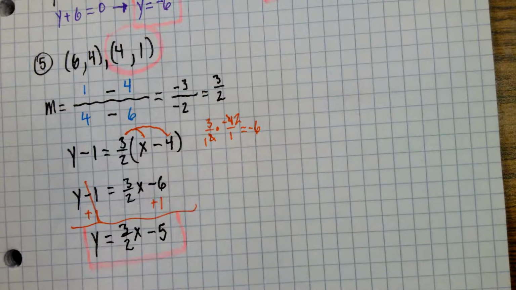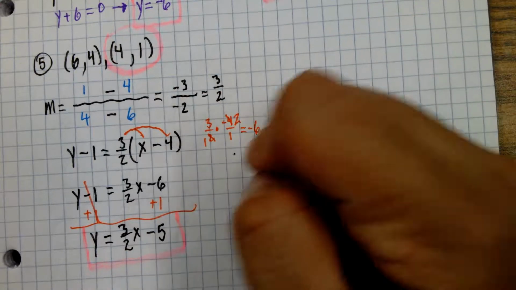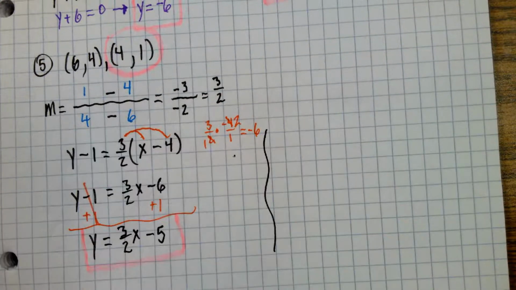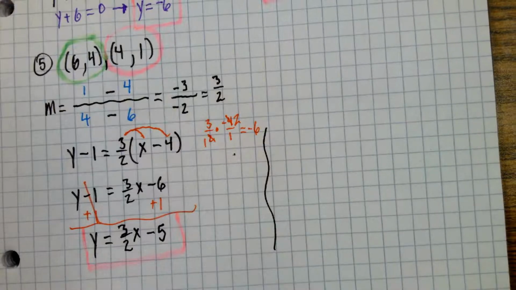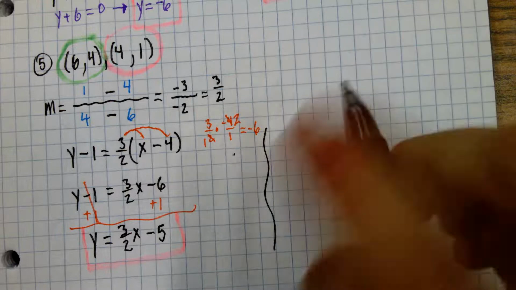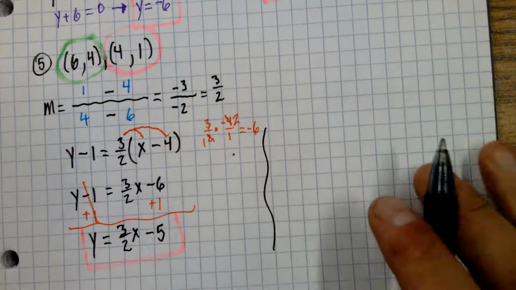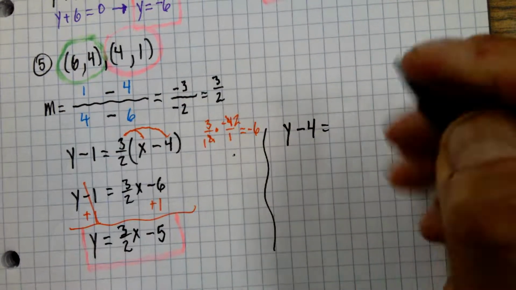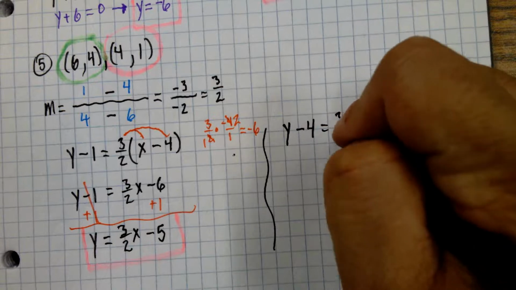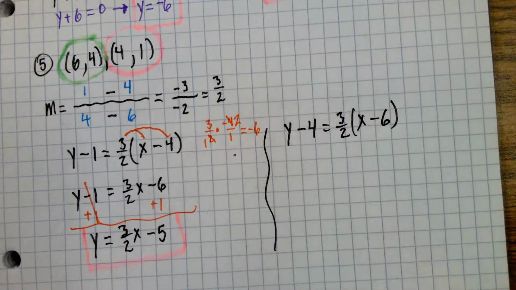Okay, so what we're going to do now, more to show you that it doesn't matter which of the two ordered pairs you pick, let's do the same thing except we're going to pick our other point, (6, 4). Plus, it's good practice for what we're going to do here. So I'm going to pick (6, 4) and our slope 3/2. So let's set it up in point slope form that way. y minus 4 equals 3/2 parentheses x minus 6.